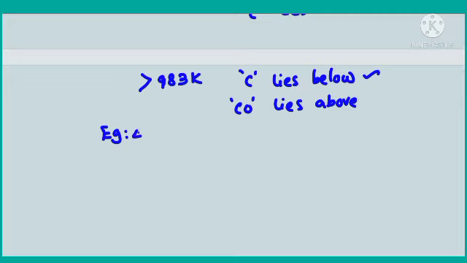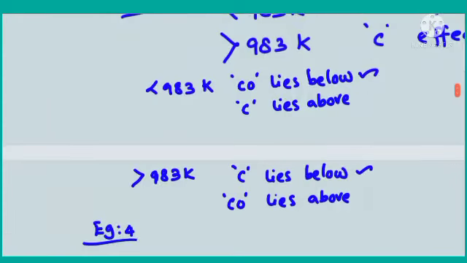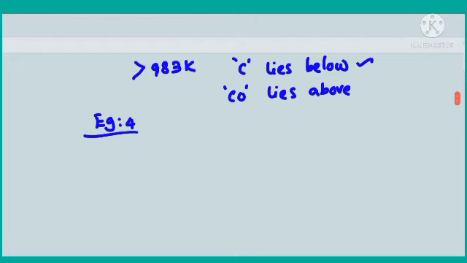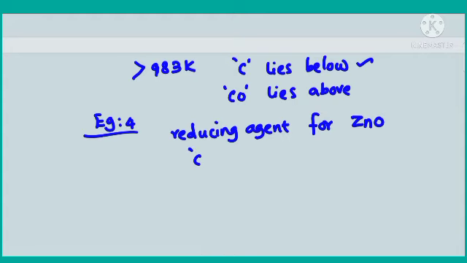Example number 4. Zinc oxide can be reduced with carbon into zinc metal, isn't it? Now, whether carbon or carbon monoxide, which is a suitable, effective reducing agent for zinc oxide? So again we go to the Ellingham diagram.